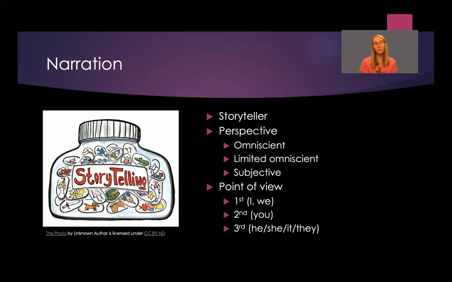And then there's also limited omniscient, where perhaps only one character do we have access to as readers. So we follow around that person, either kind of on their shoulder if it's third person, or inside their head if it's first person. But we're really focused on knowing what that character is thinking and feeling as that character is acting.